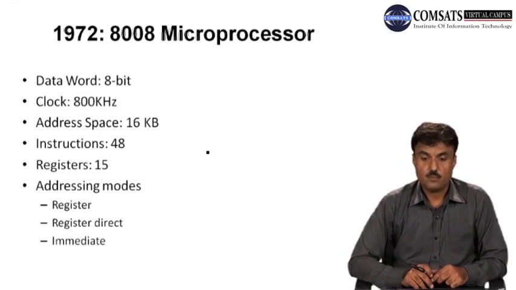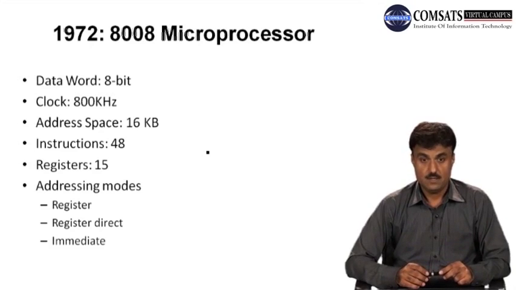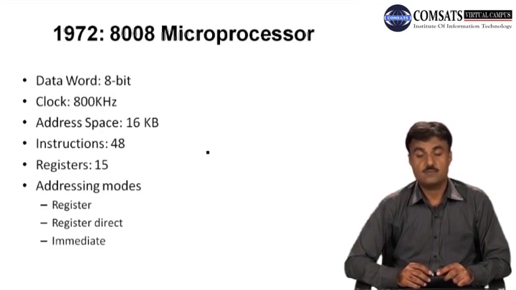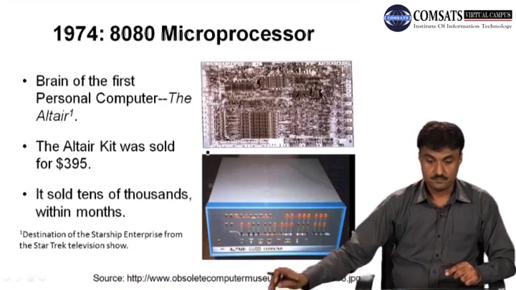In this microprocessor, the data word size was 8-bit, clock speed was 800 kilohertz, and address space was 16 kilobyte. There were a total of 48 instructions, and the total number of registers was 15. And the addressing modes, we will discuss what these addressing modes are. There were three addressing modes. First is register addressing mode, or register direct addressing mode, and immediate addressing mode.